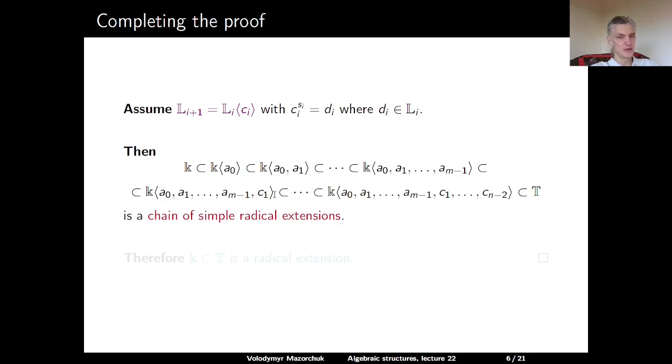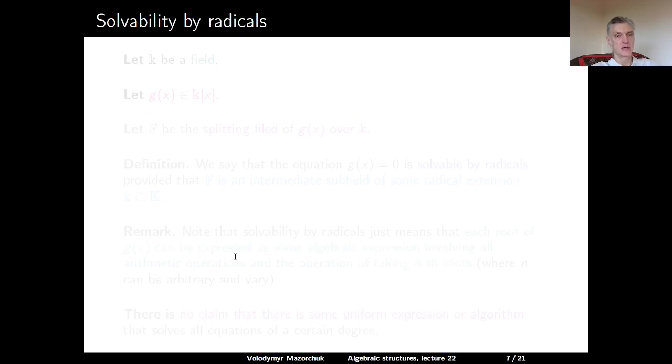Then we adjoin c1, then c2, and then all the way up to all c's, and then we obtain the field C. This is a chain of simple radical extensions, and therefore the extension from little k to capital T is a radical extension.